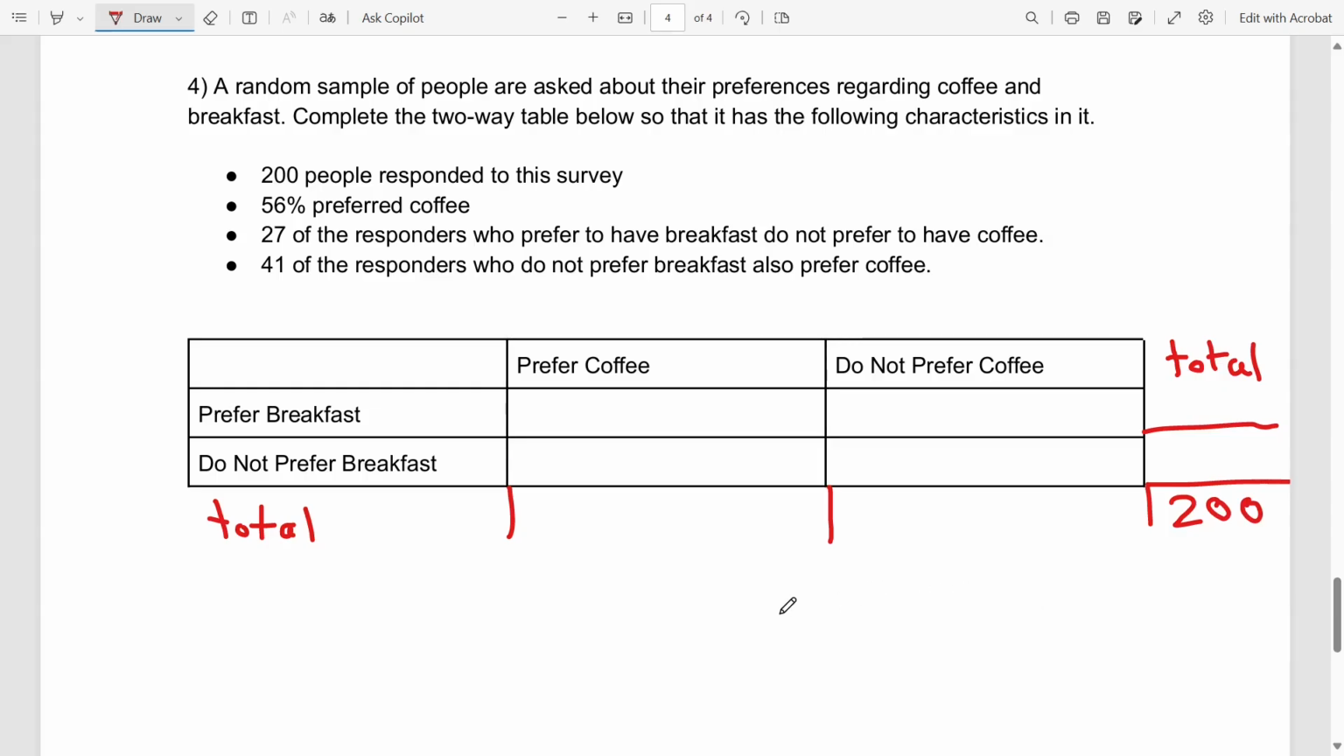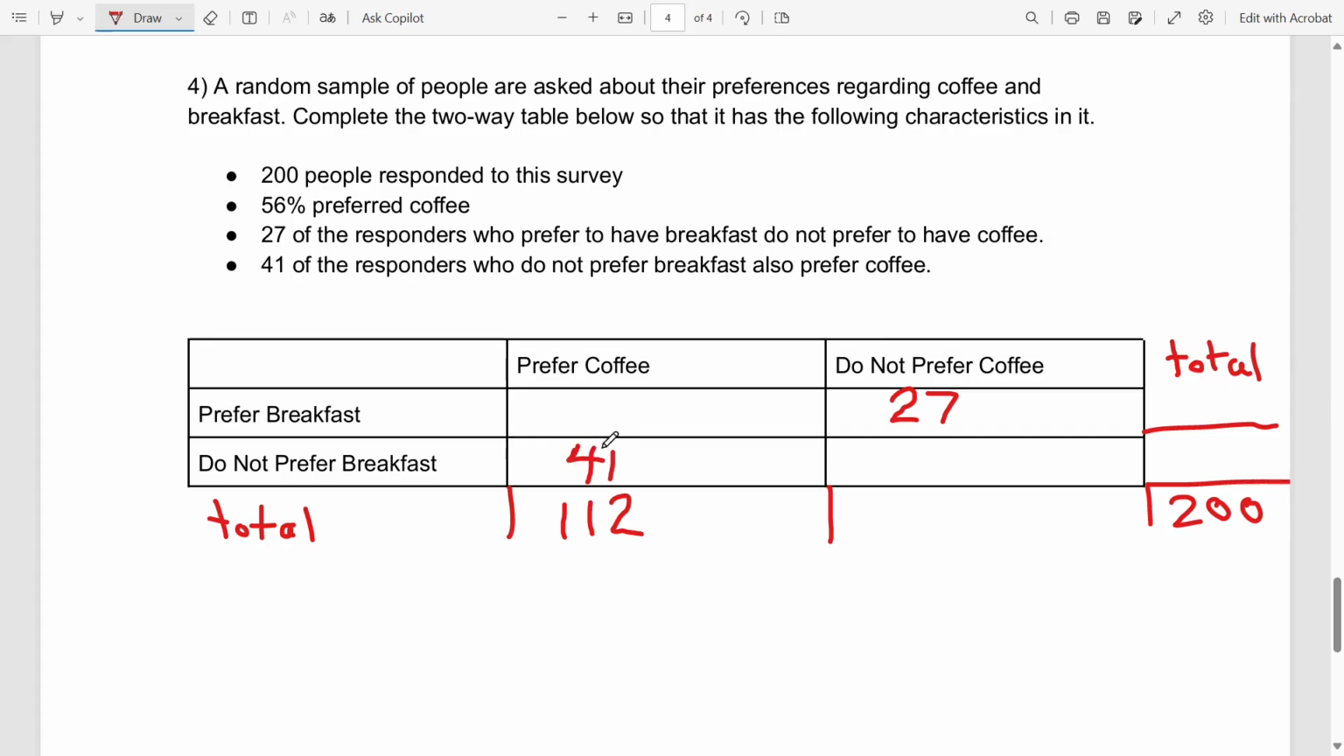56% preferred coffee. So 56% of 200, or 0.56 times 200, preferred coffee. So that's 112 that preferred coffee. Okay, 27% of the responders who prefer to have breakfast do not prefer to have coffee. So we'll put that 27 here. And then 41% of the responders who do not prefer breakfast also prefer coffee. So that 41 is here.